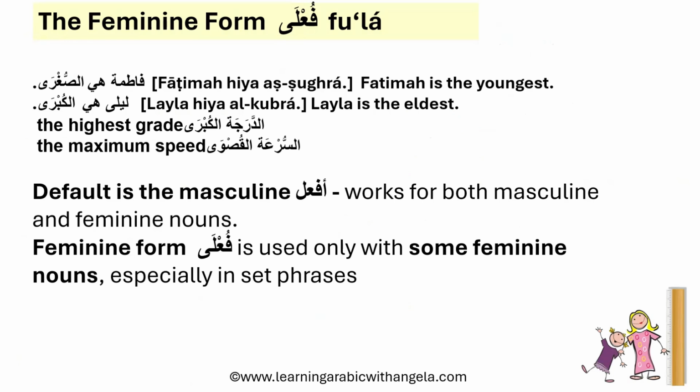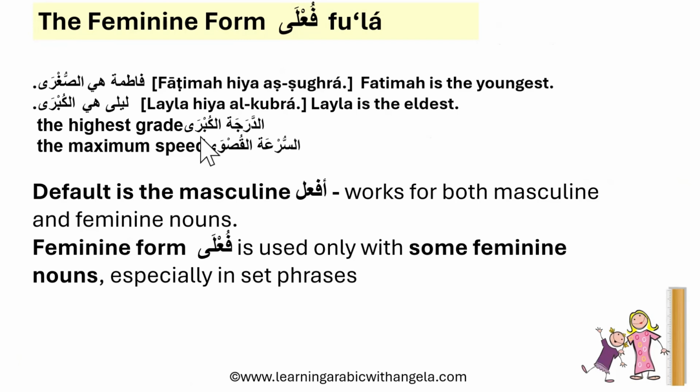Just a note, we do use the feminine form, which is فعلى, in only certain nouns, especially in set phrases. So for example, the most important ones that you need to know, الصغرى, الكبرى. If you're speaking about family members, let's say. فاطمة هي الصغرى. Fatima is the youngest. ليلى هي الكبرى. Layla is the eldest.